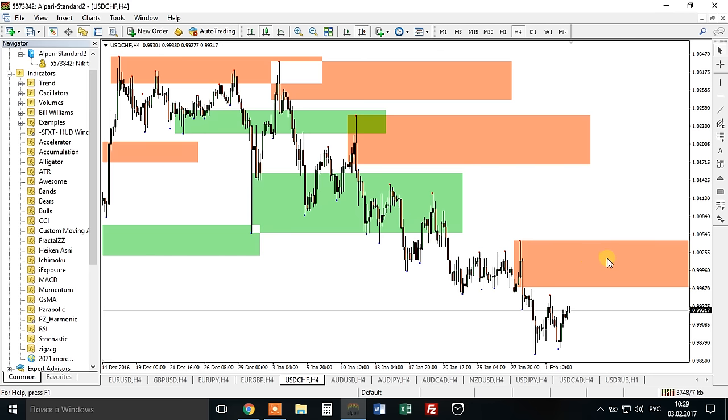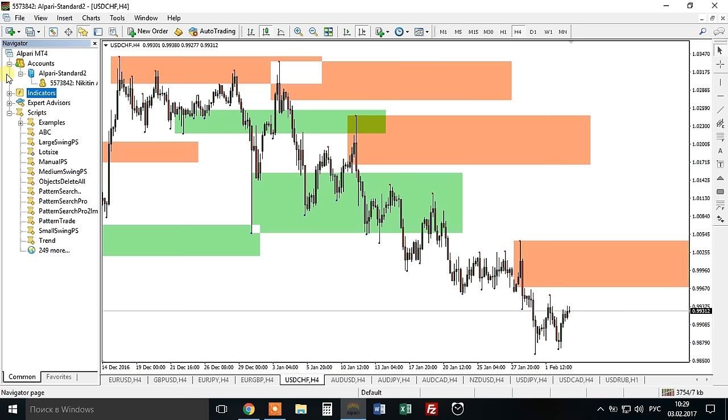And if we go to this red rectangle once again, it is a good opportunity to sell, to have a short position. Okay, let me show you something.